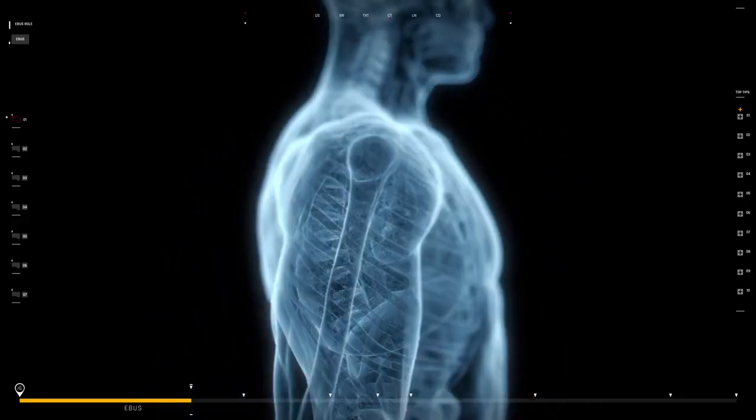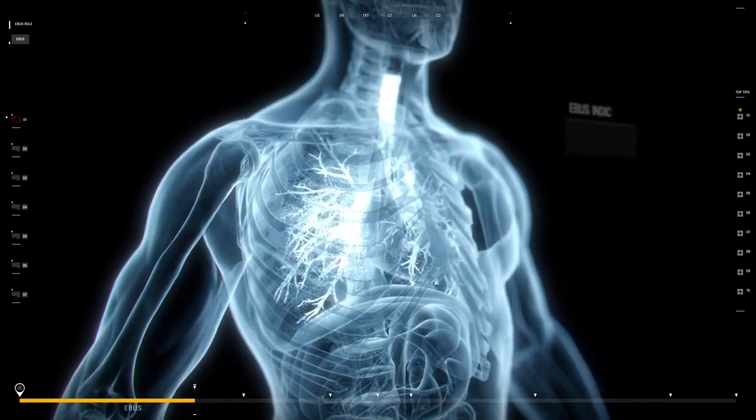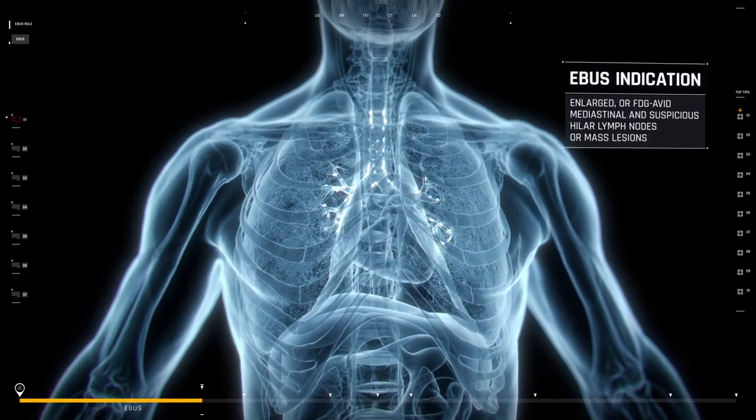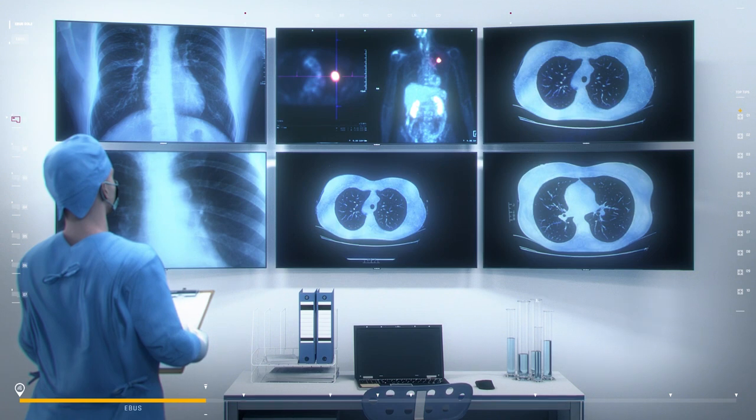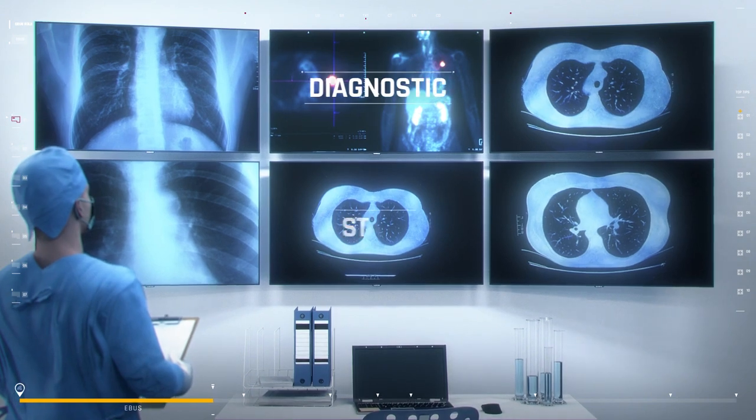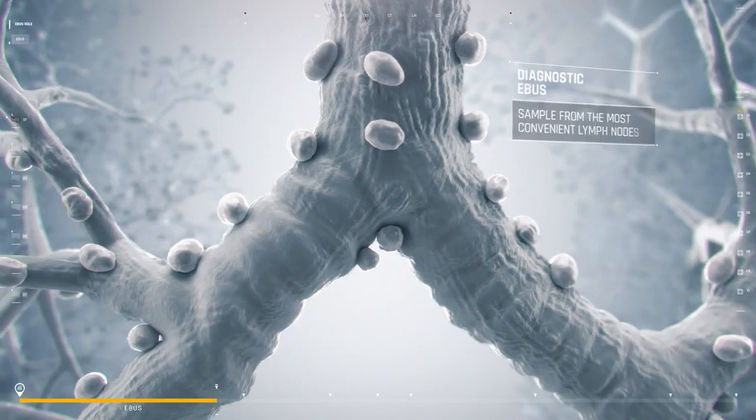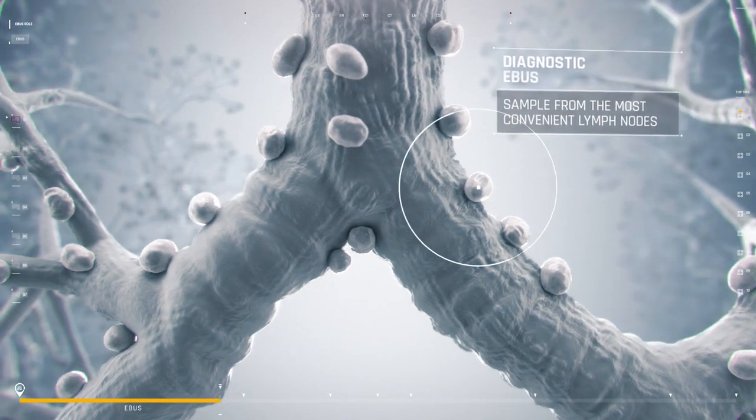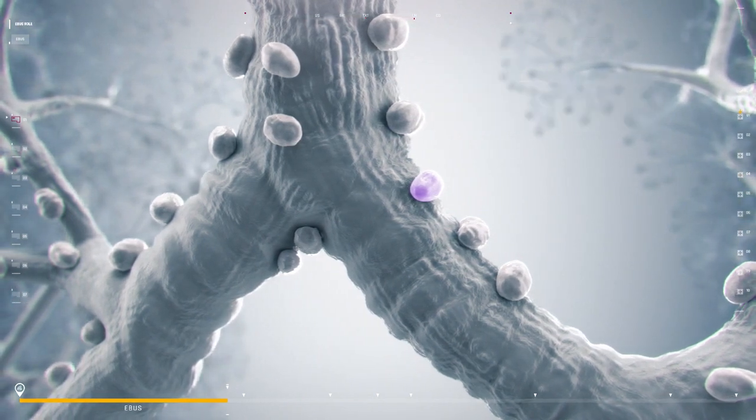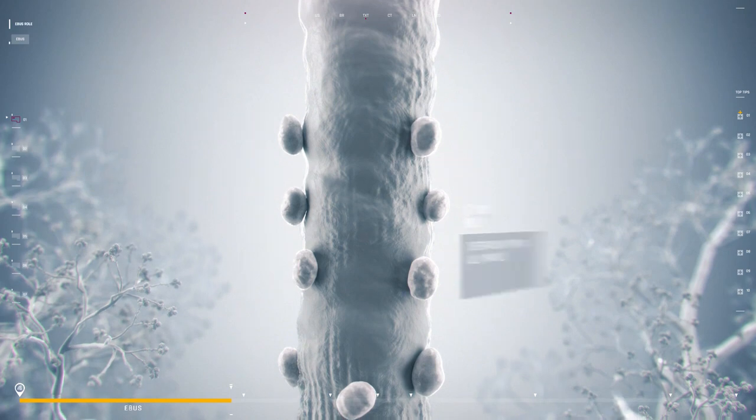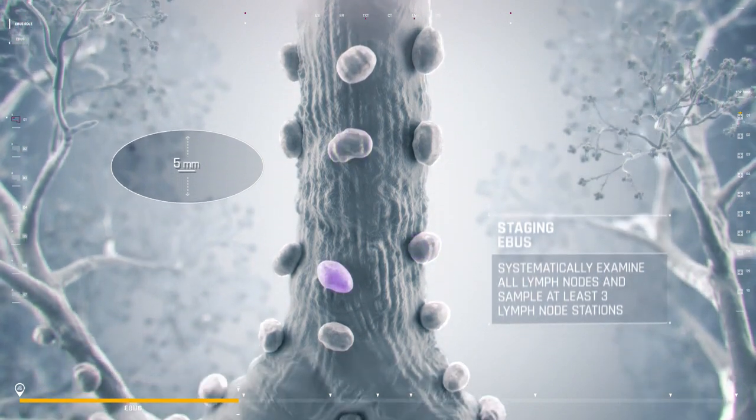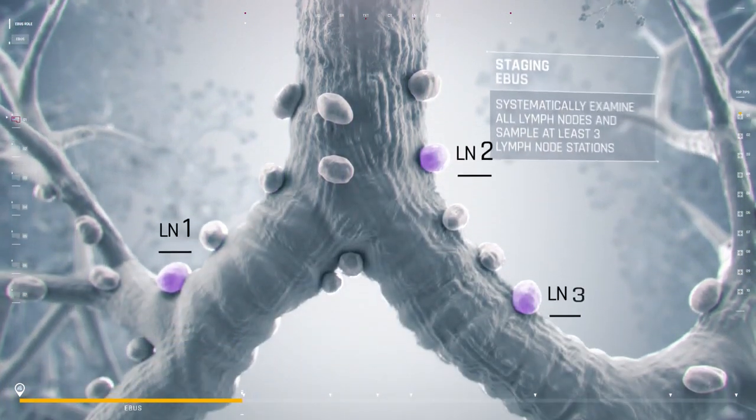EBUS is indicated when initial CT or PET-CT scans display enlarged or FDG-avid mediastinal and hilar lymph nodes or mass lesions that warrant pathological evaluation. When reviewing the CT or PET-CT scans, the operator must consider whether the purpose of EBUS is diagnostic, staging, or both. For a diagnostic EBUS, samples from the most convenient location are taken and maximized to allow testing of predictive biomarkers. For a staging EBUS procedure, lymph nodes are systematically examined by EBUS, and all nodes greater than 5 mm in short axis are sampled. There should be at least 3 lymph nodes sampled.